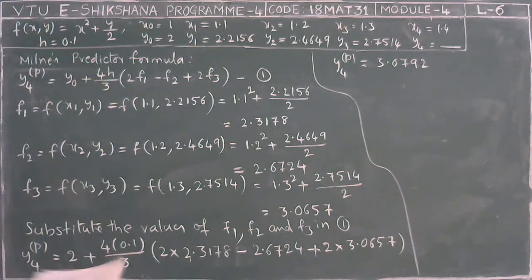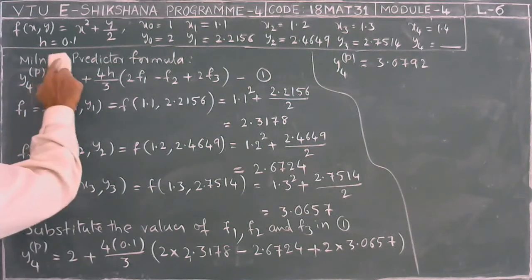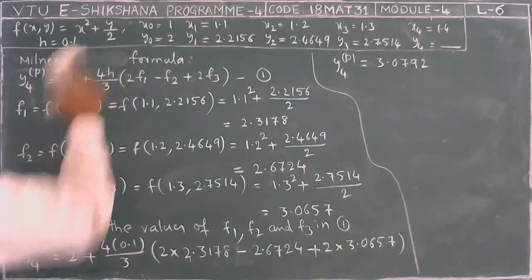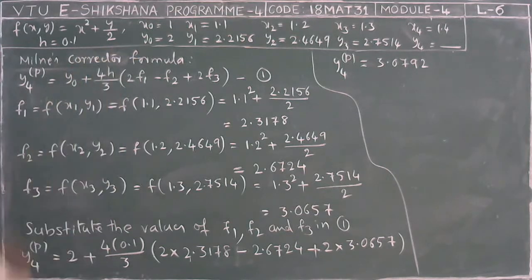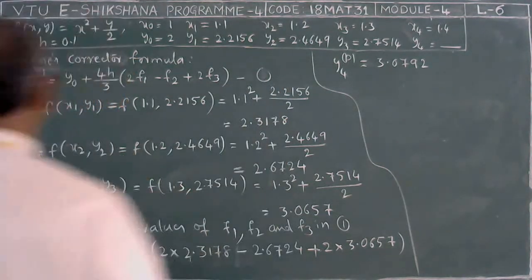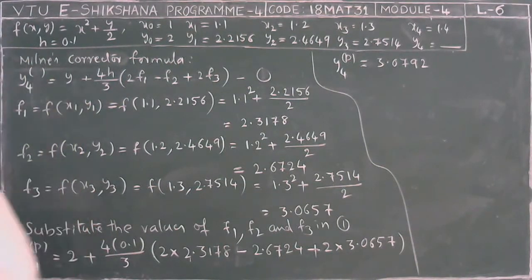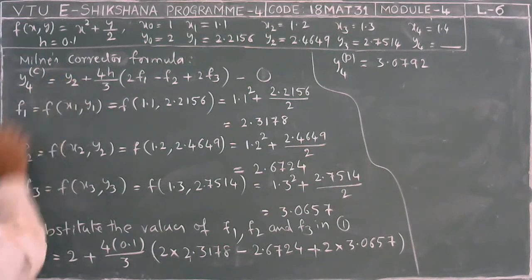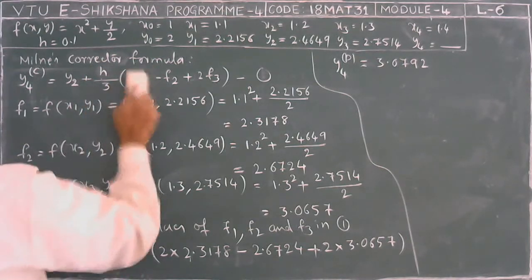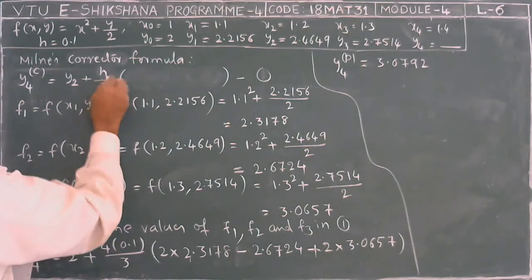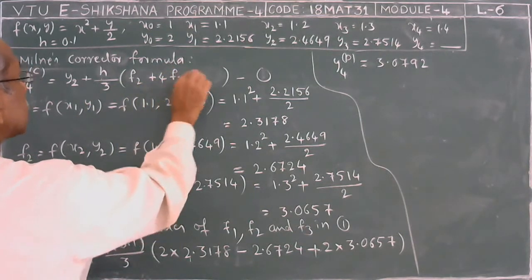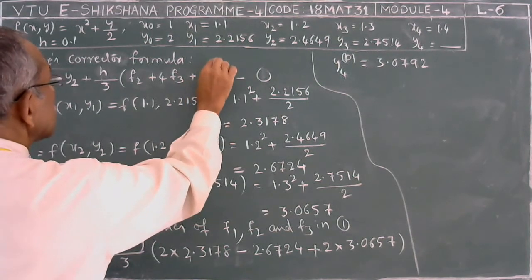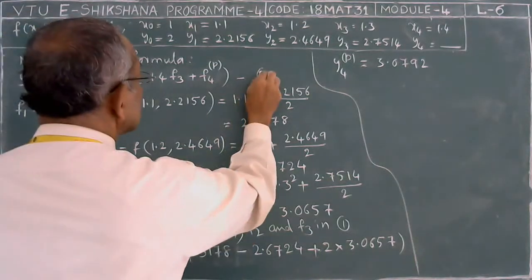Now let us refine this value by using Milne's corrector formula. So this starts from y4c. y4c is equal to y2 plus h by 3, there is no 4 here, h by 3 into f2 plus 4f3 plus f4p. You call this equation number 2.